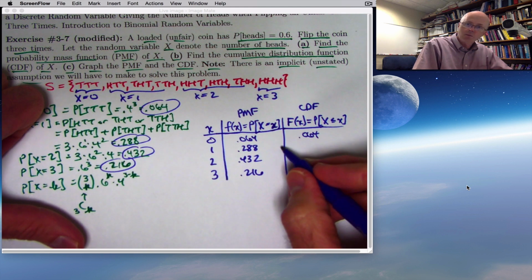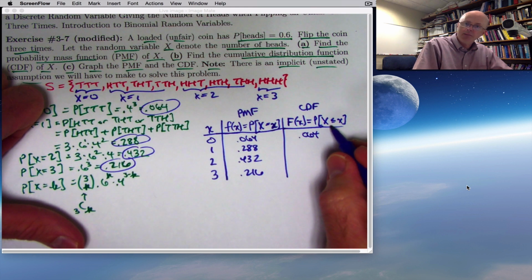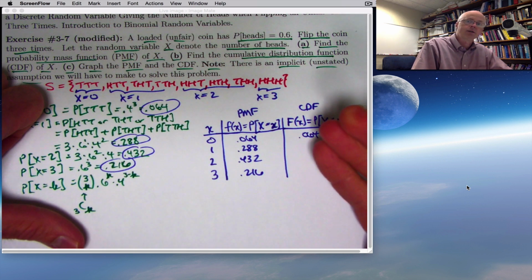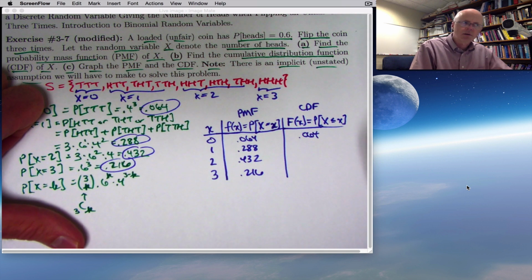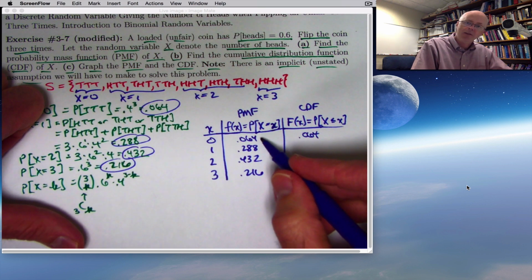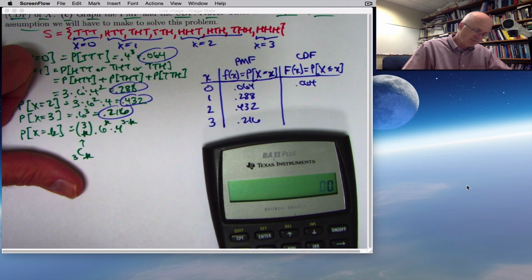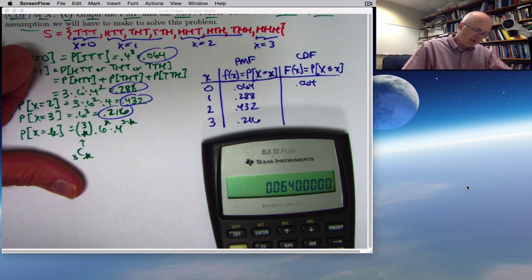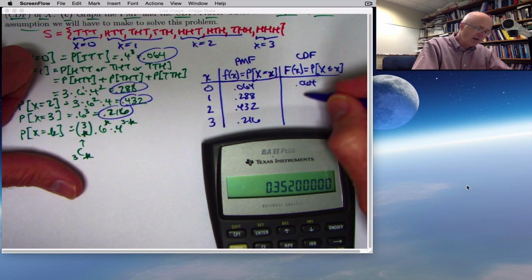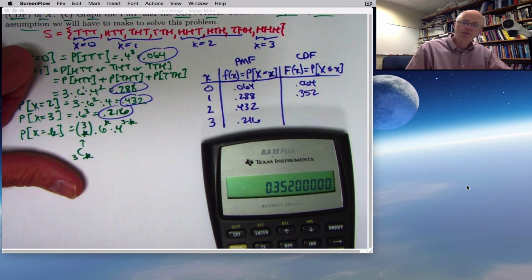What about when little x is 1? What is the probability that capital X is less than or equal to 1? The only way that could happen is if capital X is 0 or capital X is 1. Those are two mutually exclusive events. You add those probabilities. 0.064 plus 0.288 is 0.352. That is the value of capital F when little x is 1.